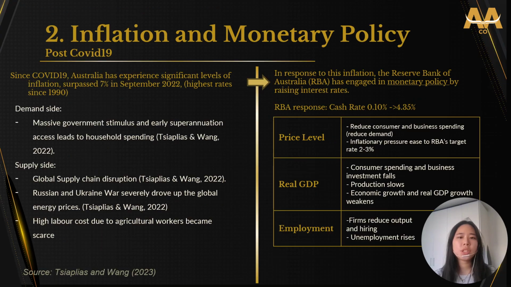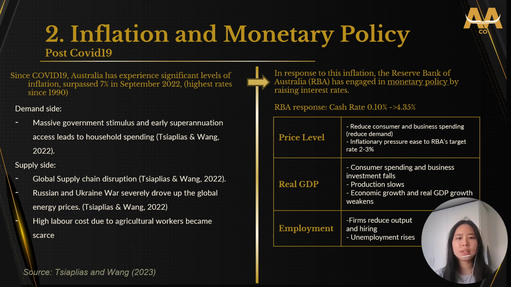So moving on to topic 2, inflation and monetary policy. Since COVID-19, Australia has experienced significant levels of inflation, surpassing 7% in late 2022. So what's the reason for this? Two sides: demand side and supply side. On the demand side, massive government stimulus and early superannuation led to billions of household spending that the economy could not keep up with. On the supply side, global supply chains were disrupted by COVID-19, port congestion, and factory shutdowns. The Russia-Ukraine war drove up global energy and commodity prices.